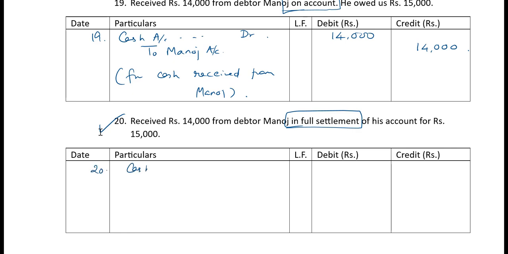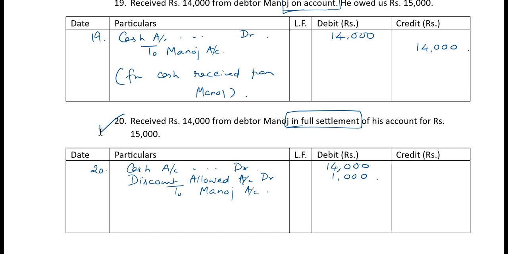Cash account. We are receiving cash as an increase in cash by 14,000. So I will debit cash account with 14,000. The difference between 15,000 and 14,000 is discount allowed. That's an expense. Increase in expense is debited. So I will debit discount allowed with 1,000 rupees.